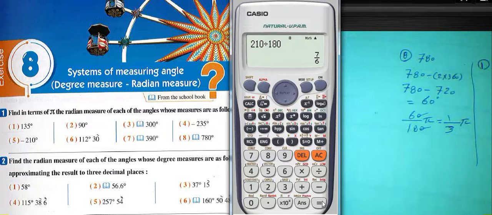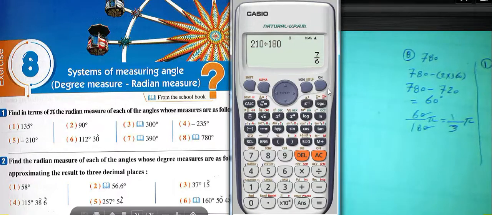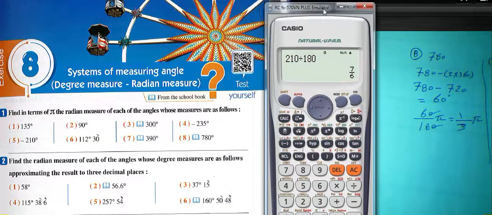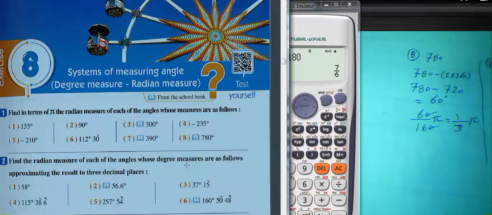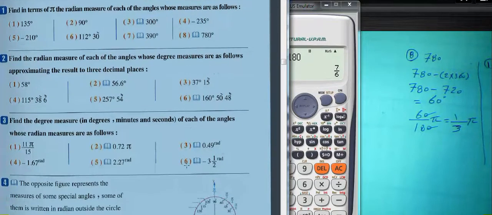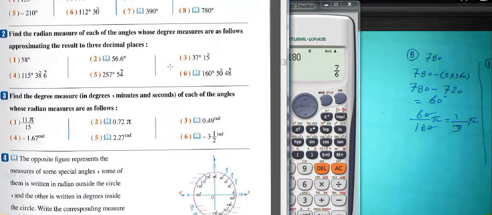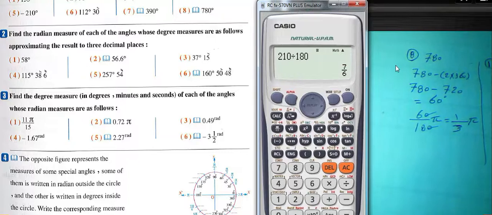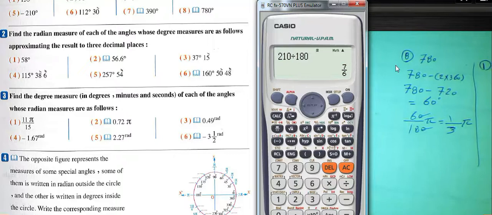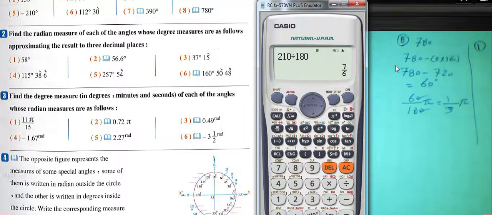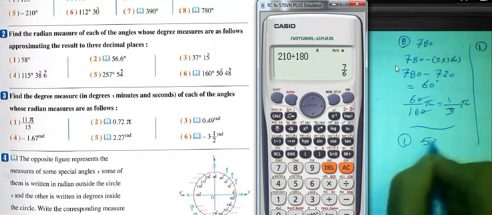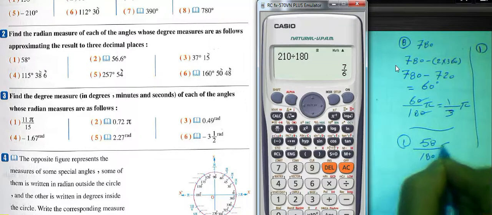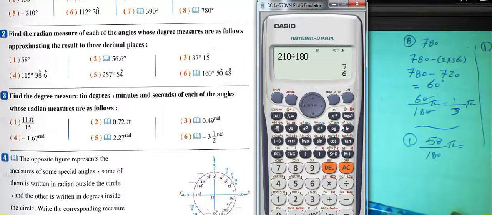Question number 2. It's the inverse of this equation. Now we have the inverse. Look with me here. Question number 2: find the radian measure of each of the angles whose degree measure is as follows, approximating the result to 3 decimal places. First, number 1, 58. We can divide it by 180 and multiply by pi, using a calculator to do that.